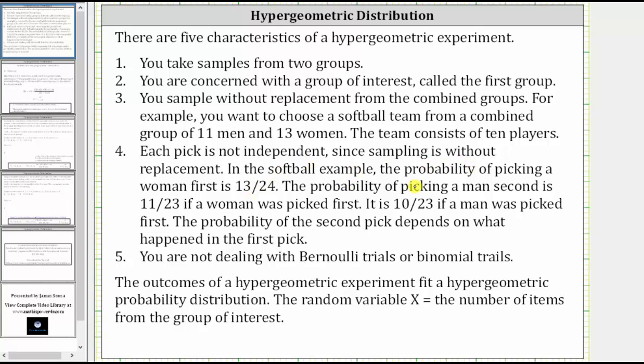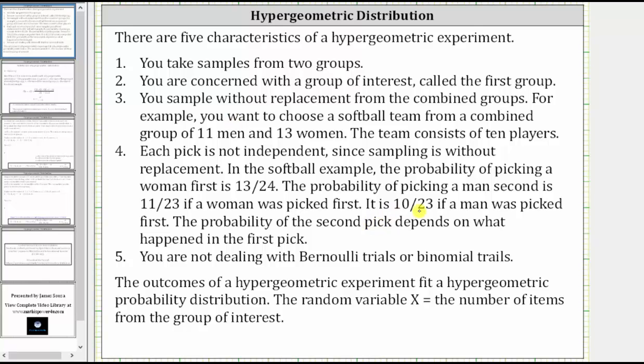In the softball example, the probability of picking a woman first is 13/24 because there are 13 women out of a total of 24 possible players. The probability of picking a man second is 11/23 if a woman is picked first. Notice how the denominator drops from 24 to 23 because there is one less person to choose from, and the numerator is 11 because there are 11 men.